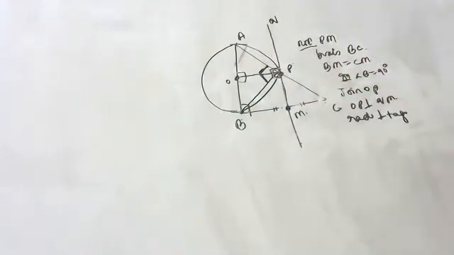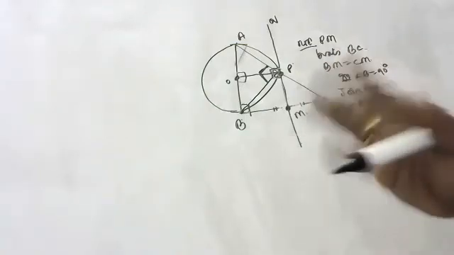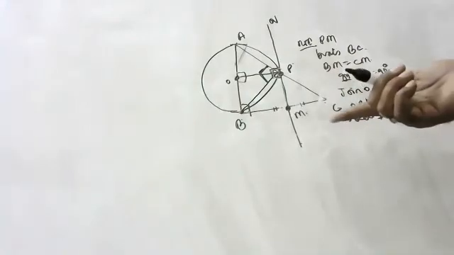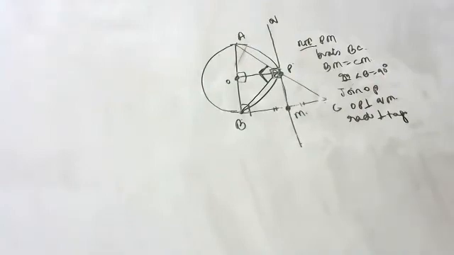Sir, for BC, if we take the perpendicular bisector and if the two arcs come on PM, it is correct, no, sir? No, this is not a construction. This is a proof. This is not a perpendicular bisector.